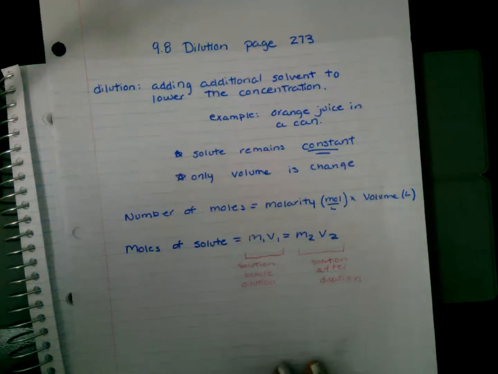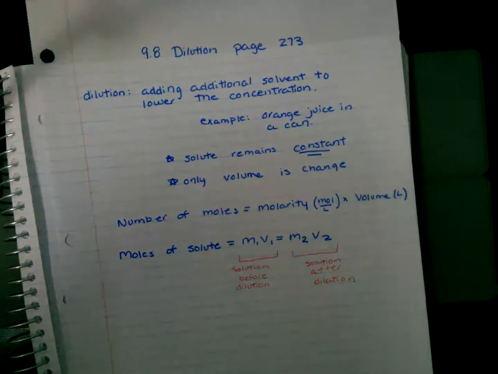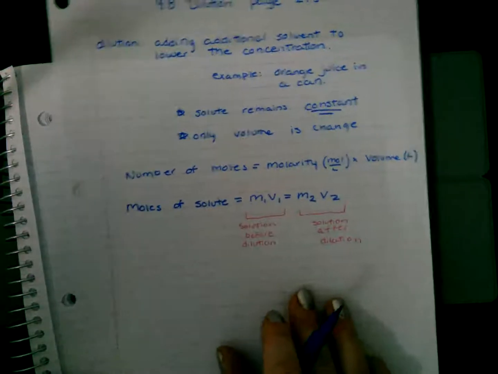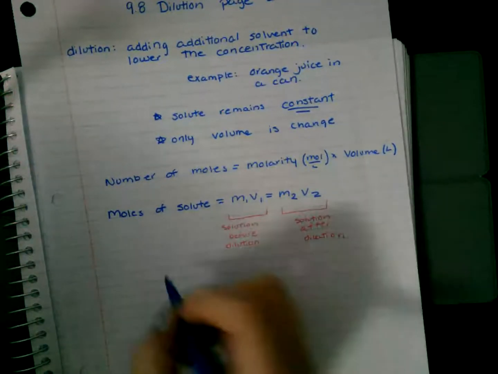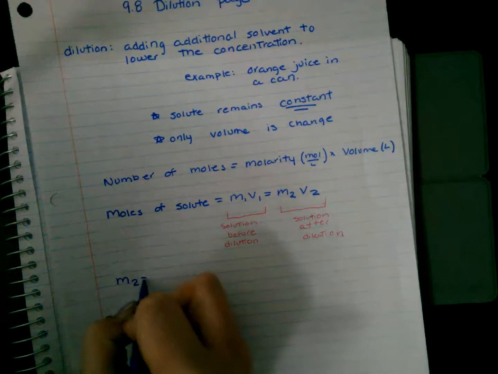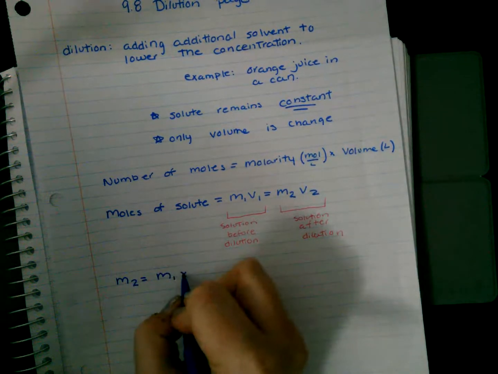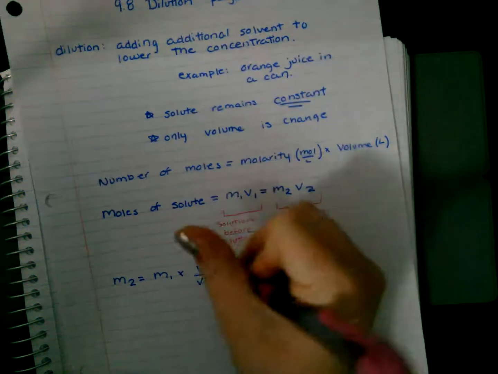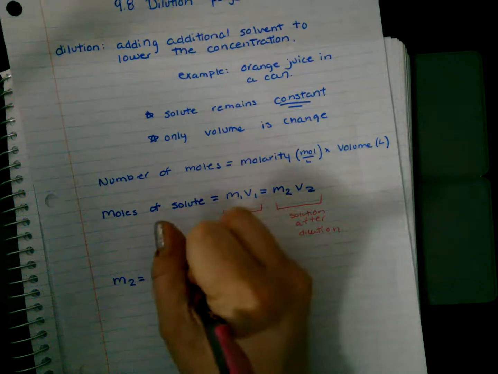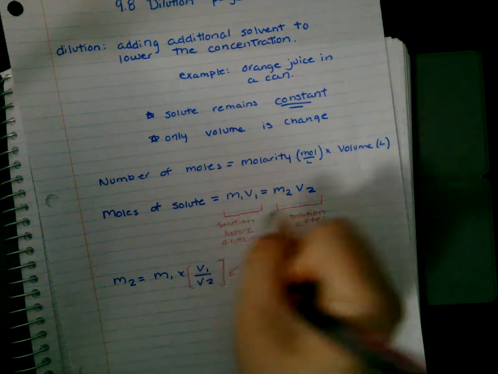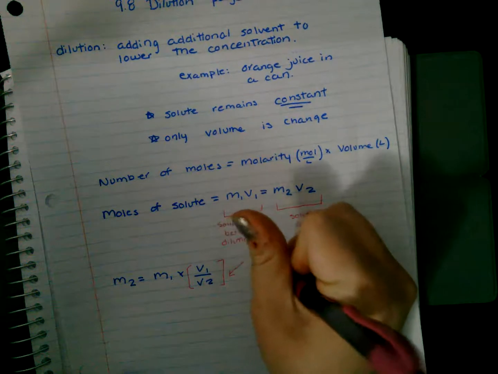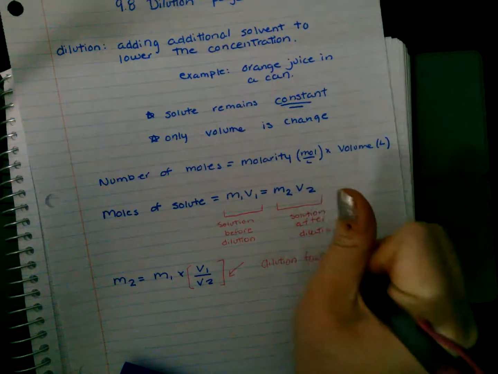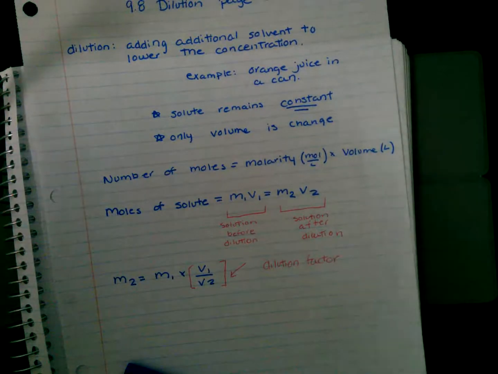This equation can be rewritten to solve for M2, the concentration of the solution after dilution. So it can be written as this as well. This is just going to rearrange this equation. So if we solve for M2, M2 can be equal to M1 times V1 over V2, where this here is going to be the dilution factor. That's what this is called.